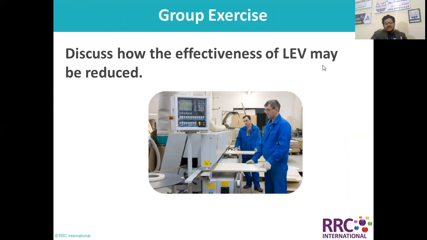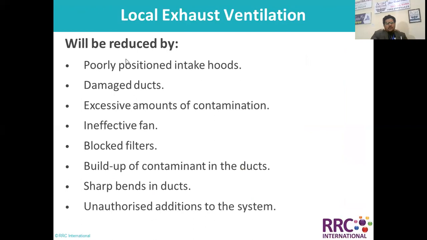Now discuss how the effectiveness of LEV may be reduced. It will be reduced by poorly positioned intake hoods and damaged ducts, because these are the weak points that disturb the ventilation. Also an excessive amount of contamination, an ineffective fan, blocked filters if you don't clean them properly, build-up of contaminant in the ducts, sharp bends in ducts, and unauthorized additions to the system.